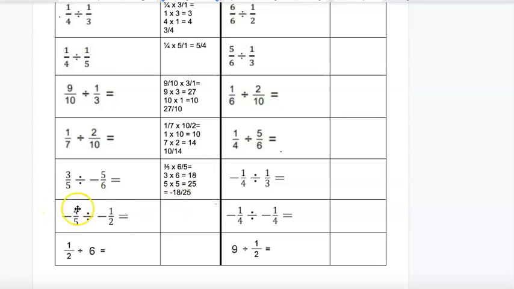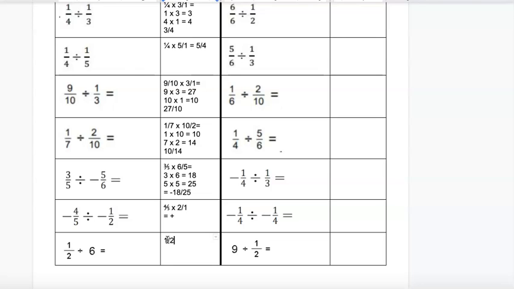Same thing here, 2 negatives would mean our answer would be positive, and then you follow keep, change, flip as well for that one. Keep the first fraction, change the sign to multiply, flip the last one, and then you got it.